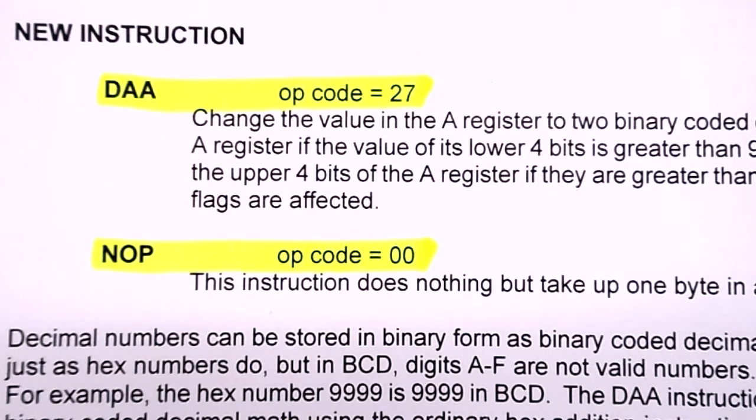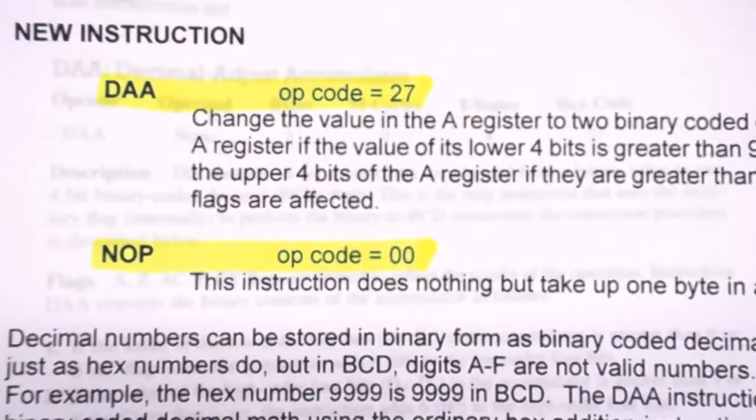The second new instruction is the NOP, or No Op instruction. Its opcode is 00. And it says this instruction does nothing but take up 1 byte in a program and no flags are affected. It also wastes some time.